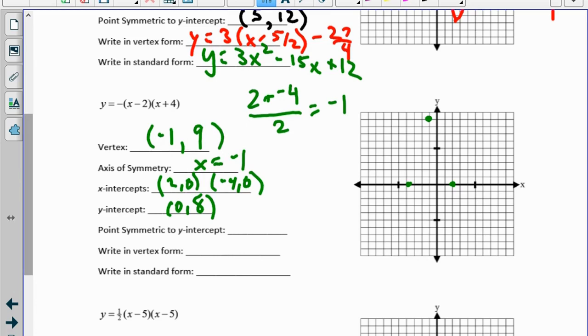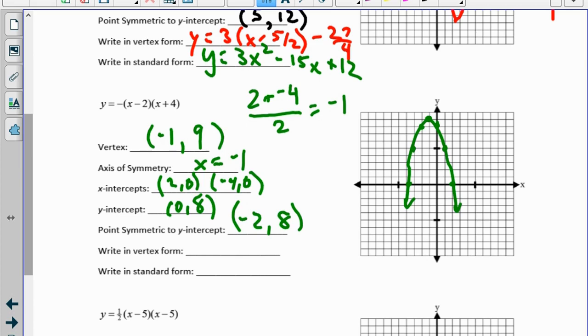So my point symmetric to the y-axis, or to the y-intercept, is going to be at (-2, 8). And then I could figure out other points by using my over 1, down 1, over 2, down 4, over 3, down 9. I could do that. Lots of different options in order to find my points.